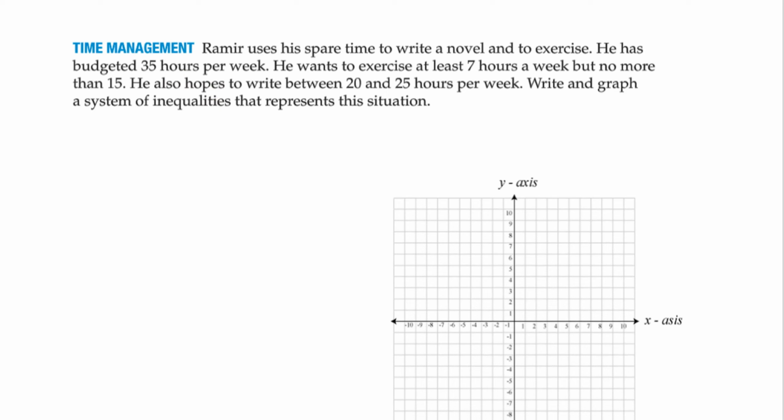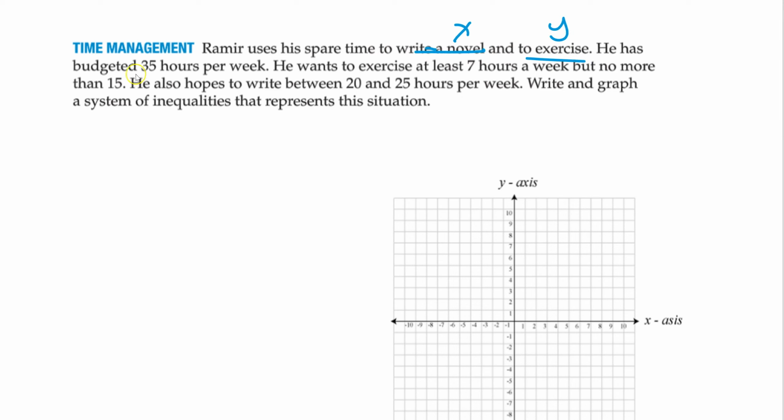It relates to inequalities. So Ramir uses his spare time to write a novel and to exercise. He budgeted 35 hours per week. He wants to exercise at least 7 hours per week, but no more than 15. He also hopes to write between 20 and 25 hours per week. Write and graph a system that represents this situation. So we have a couple things going on. He wants to spend time writing a novel, so let's put novel as X and exercise as Y.